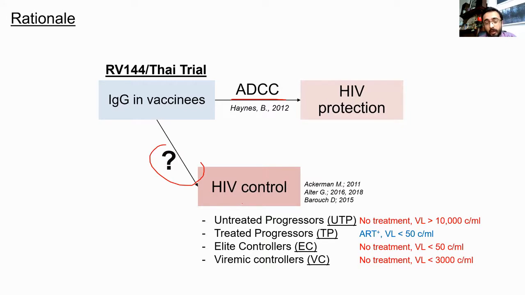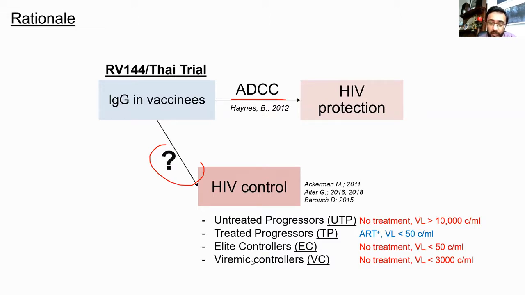So for investigating these mechanisms of spontaneous HIV control, for our study, we recruited 4 groups of people living with HIV. They are untreated progressors, who are not undergoing any treatment and as a consequence have very high viral loads. Treated progressors are individuals who are under successful therapy, and as a consequence have viral loads below the levels of detection.